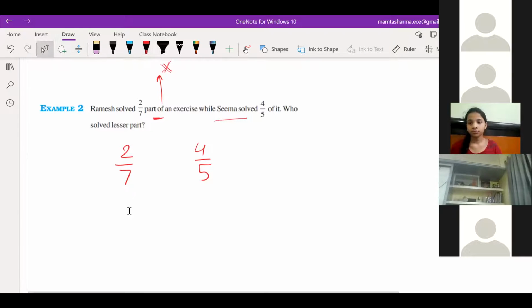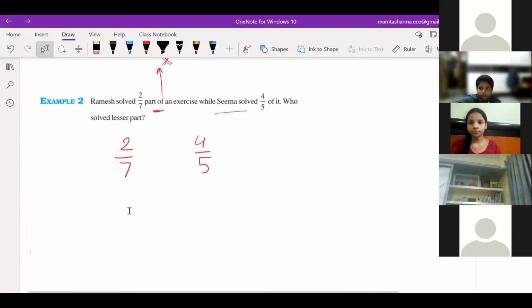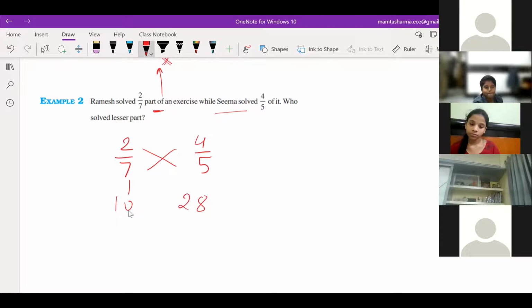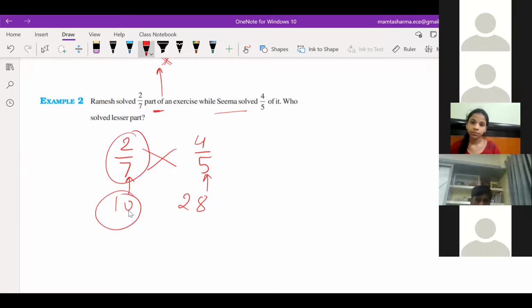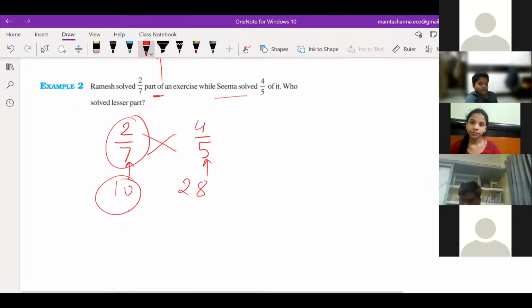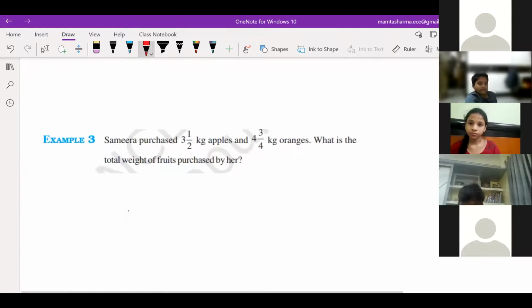2 by 7, 4 by 5. So there are two methods: either you do cross multiplication or you take the LCM. If it comes in an objective type question, you can verify through cross multiplication. It is quick; it works fast. So 10, 28. 10 corresponds to 2 by 7 and 28 corresponds to 4 by 5. Which number is lesser? 10 is lesser, so 2 by 7 is lesser and Ramesh solved less. Correct.